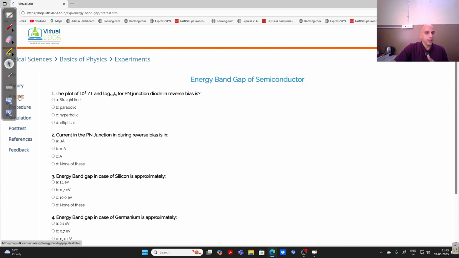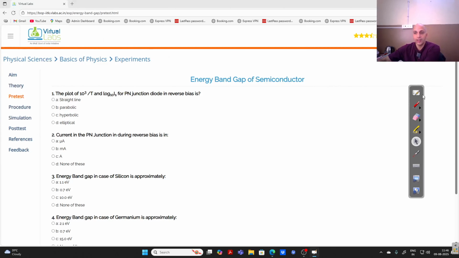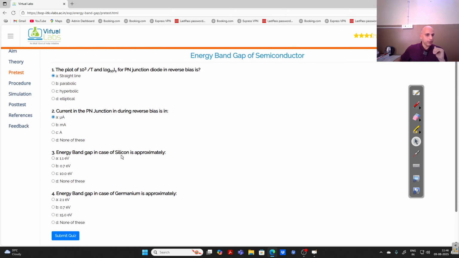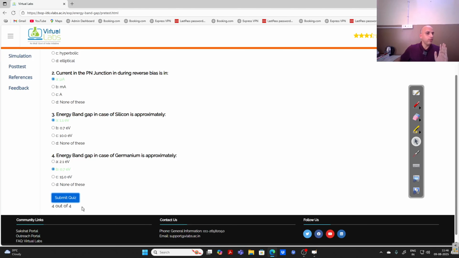Now the pre-test. We have to do the pre-test as we usually do in experiments here on the virtual lab. So the first question is: the plot of 10 raised to power 3 divided by temperature versus log 10 Is. We know very well it will be a straight line. The current in a PN junction diode during reverse bias is in microamperes, very, very small, right? The energy band gap in case of silicon is 1.1 electron volt. The energy band gap in case of germanium is 0.7 electron volt. Submit the quiz, 4 out of 4, right?